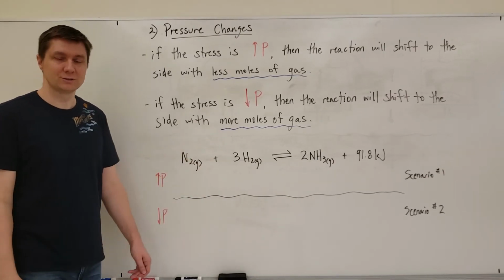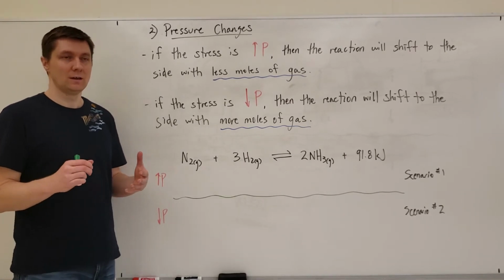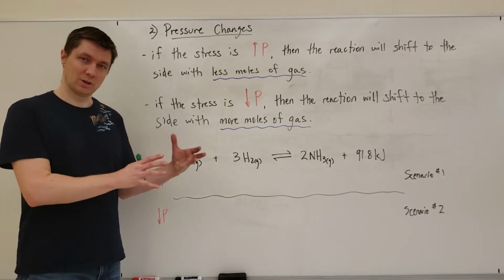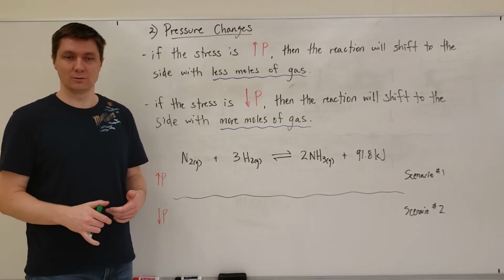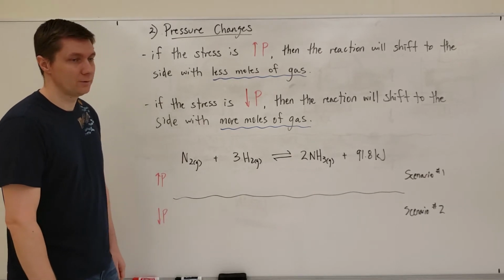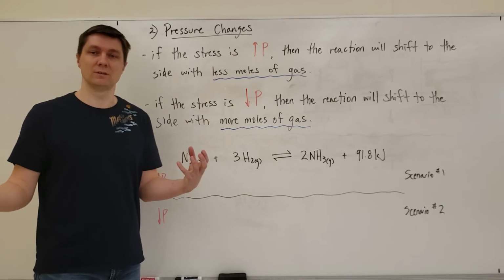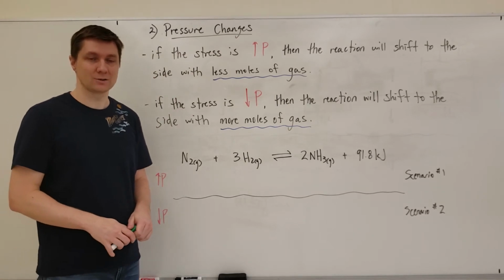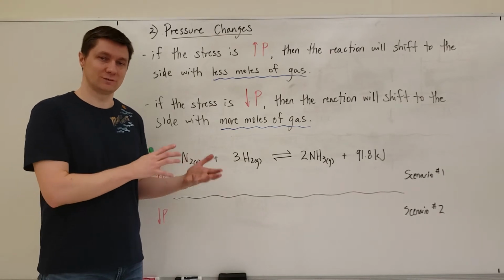Okay, so pressure changes. I've got a couple scenarios here that I want to run through with you guys. First of all, what you need to understand is how the reaction is going to react or shift in response to this stress. So there's two stresses with pressure changes that we can apply to an equilibrium. Either you're going to increase the pressure or you're going to decrease the pressure. And the way that the reaction will shift depends on how many moles of gas are on either side of the equation. So as you can see, for an increase in pressure for a reaction that's at equilibrium, the reaction will shift to the side that has less moles of gas.